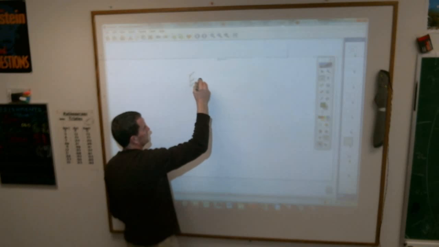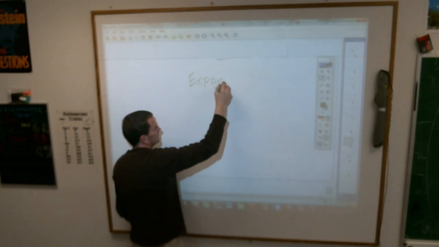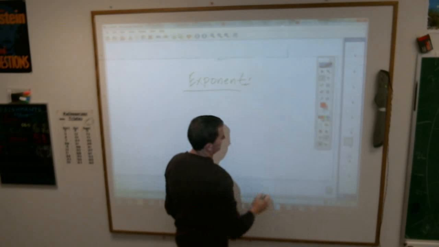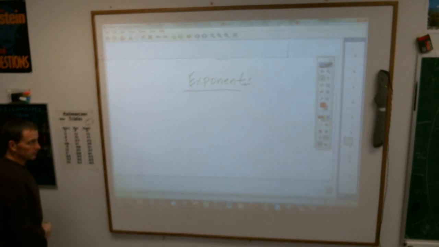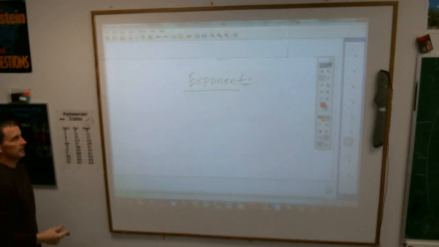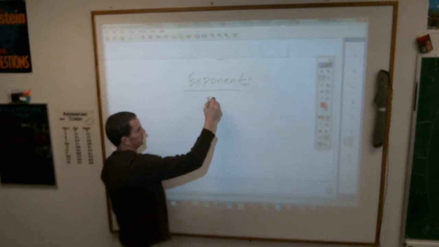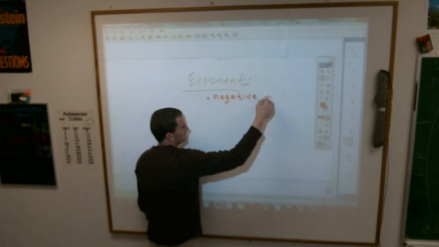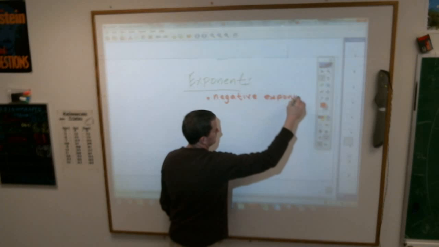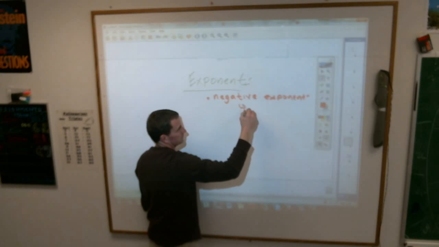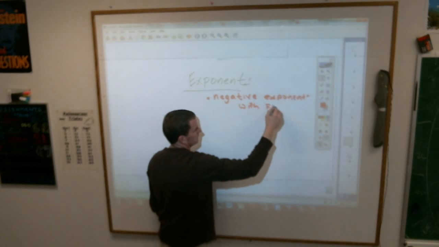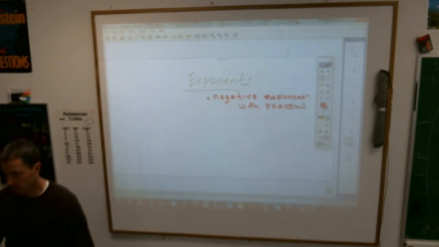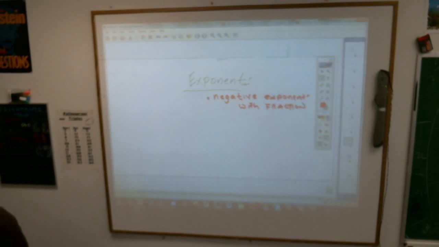You write this down, because this is something that is not, again, commonsensical, that doesn't necessarily make sense. We're looking at negative exponents with fractions. Negative exponents with fractions.